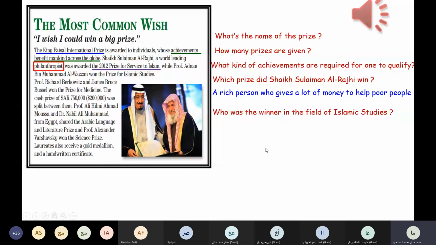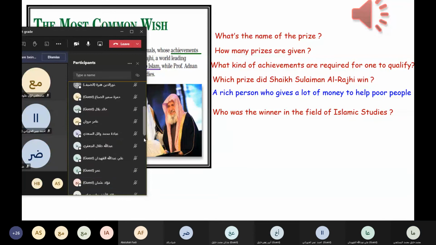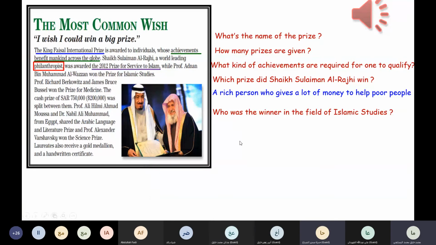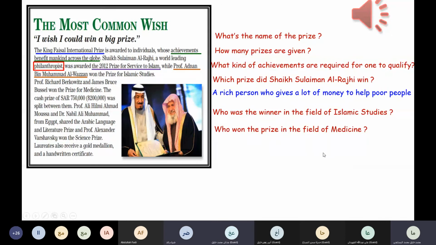Who was the winner in the field of Islamic studies? According to the article, Adnan bin Mahmoud. Good. Adnan al-Wazan won the prize for Islamic studies. Who won the prize in the field of medicine? Professor Richard Berkowitz and James Bruce Bussell. Good. James Bruce and Prof. Richard Berkowitz.